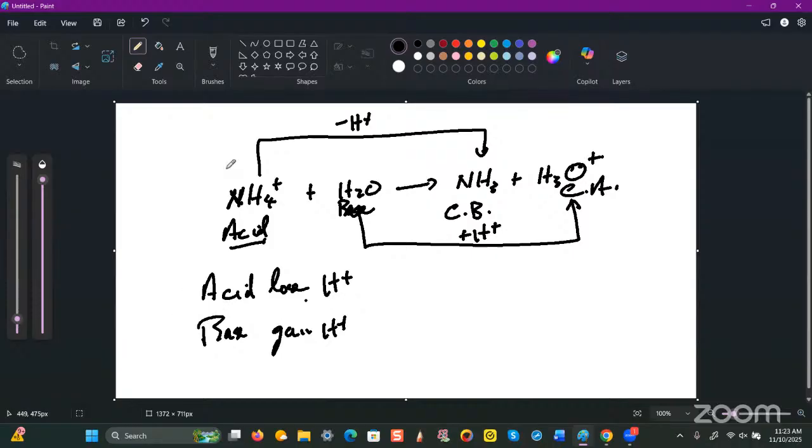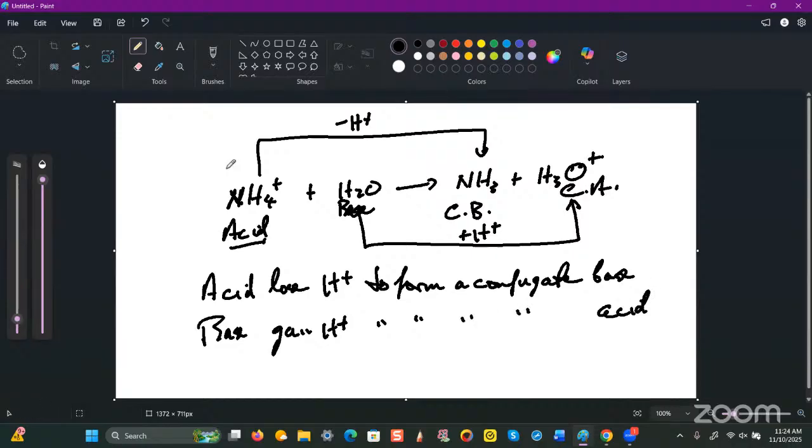Maybe I should finish this sentence here. The acid loses a hydrogen ion to form a conjugate base, and the base gains hydrogen ions to form a conjugate acid. All right, so that's basically how that works.